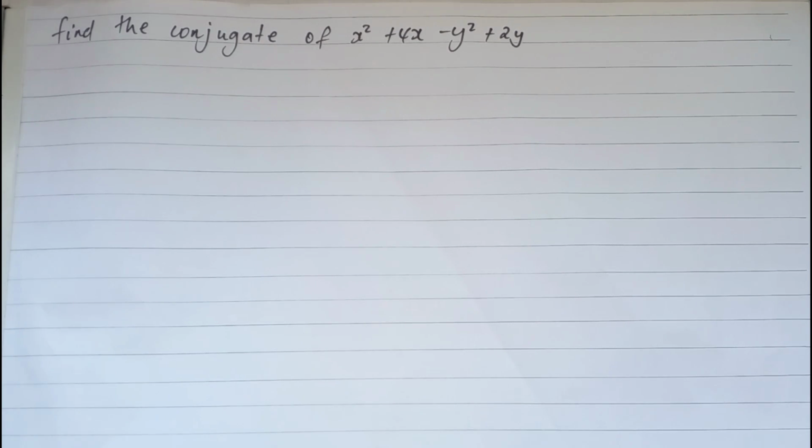So in this video, we're going to talk about complex analysis. I'll be looking at complex variables. What we're going to look at is how to find the harmonic conjugate of a given complex variable. We're going to use what we call the Cauchy-Riemann equations.